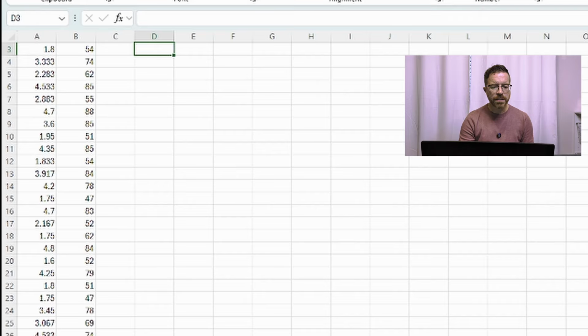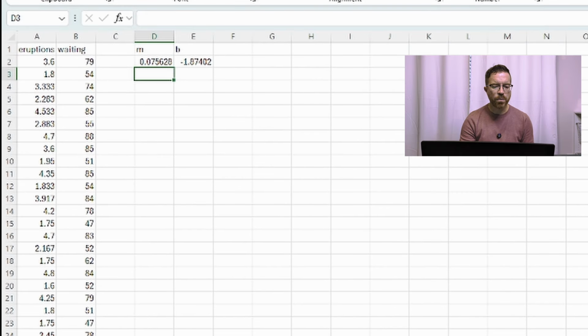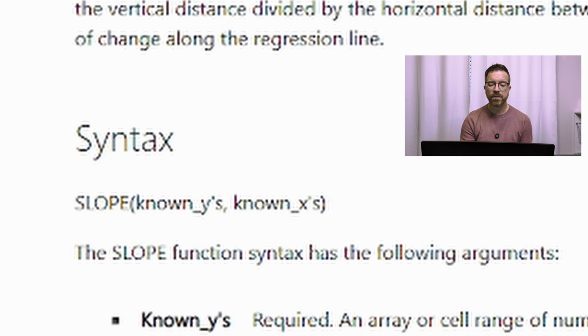So running this, you'll see that I have a slope of 0.075628 and a y-intercept of negative 1.87402. Now, what if you're not really sure about this and you don't really trust using this command or how to interpret it? Well, what you could do instead is you could use the slope and the intercept formulas.